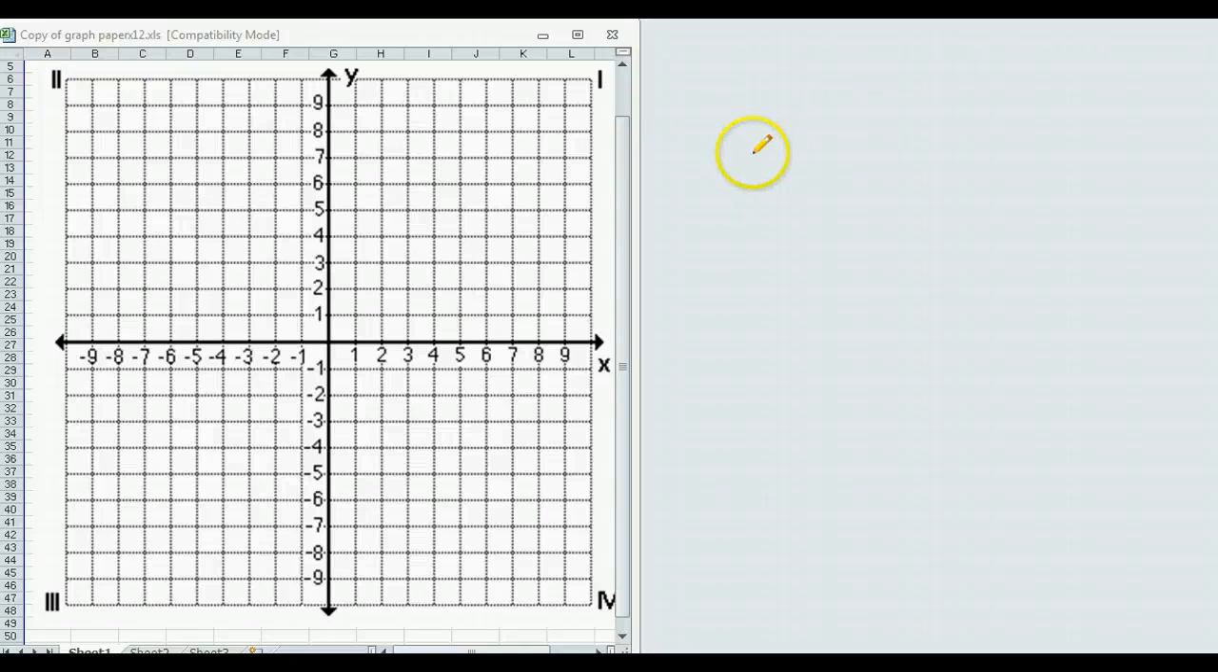I'm going to do problem number 47. Number 47 says (3x minus 5) over (x plus 2) is going to be less than or equal to 2.